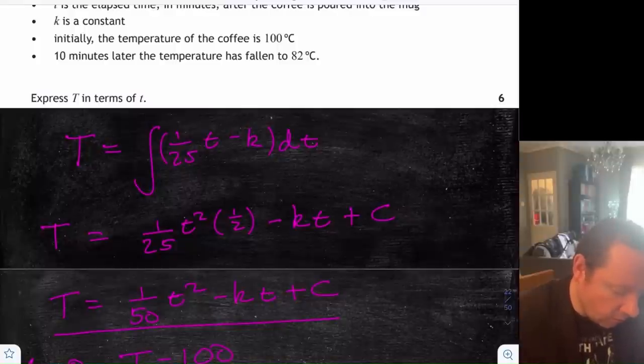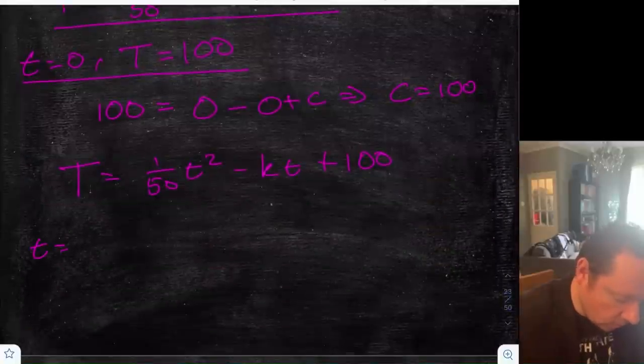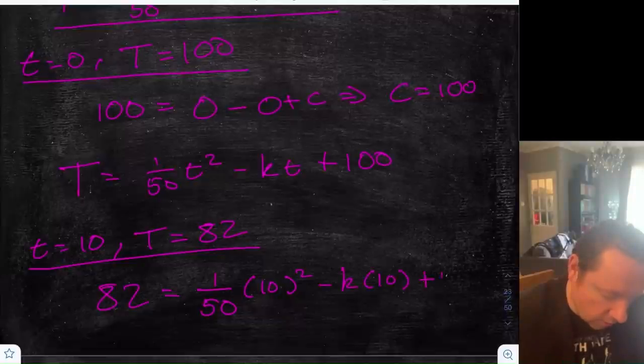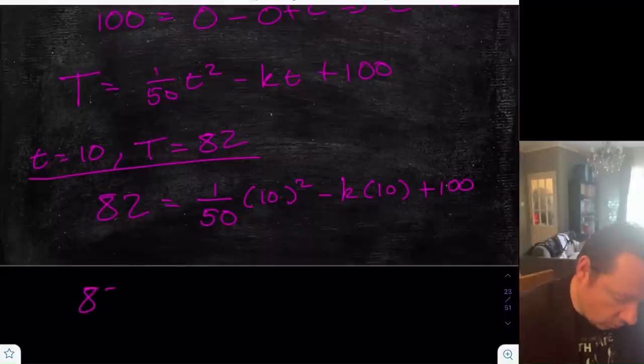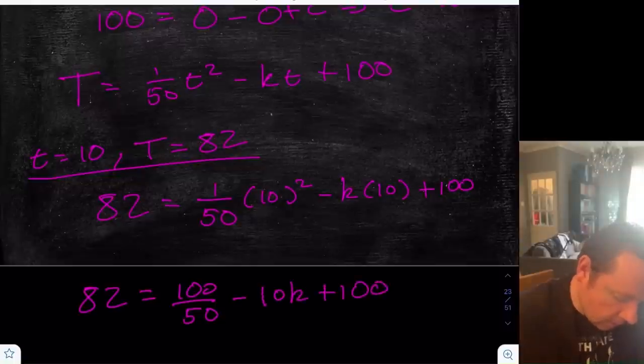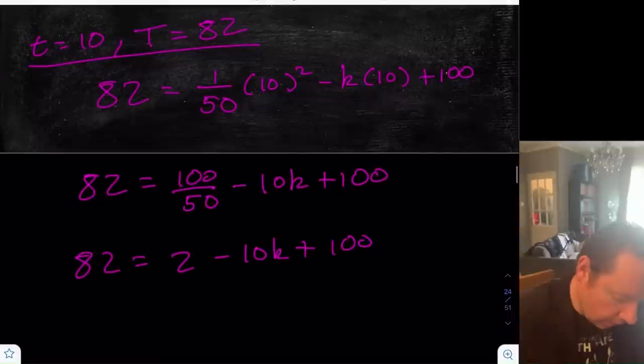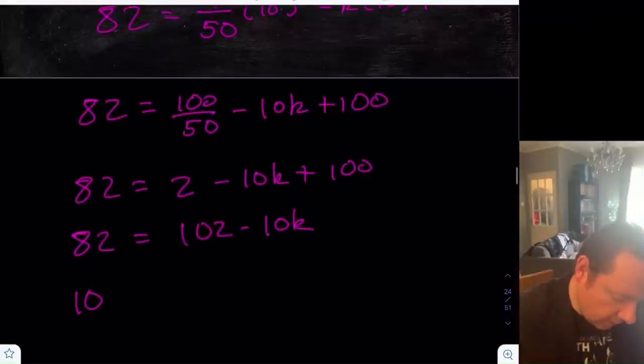10 minutes later, the temperature is 82. So in other words, when t equals 10, big T equals 82. Subbing that point in, we get 82 equals 1/50th of 10 squared minus K times 10 plus 100. So we just need to solve and get K back out. 82 equals 100 over 50 minus 10K plus 100. Just quickly running through this, you get 2 minus 10K plus 100. So you get 82 is 102 minus 10K. Moving the 10K over to this side to make it positive, that is 102 minus 82 is 20. So K is 20 over 10, which is 2.